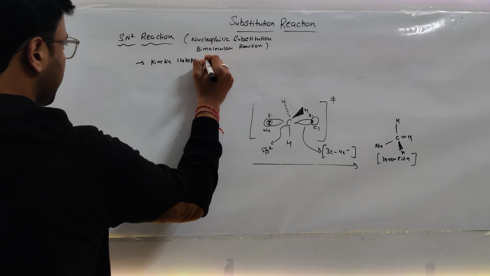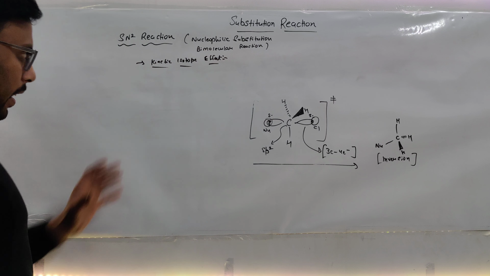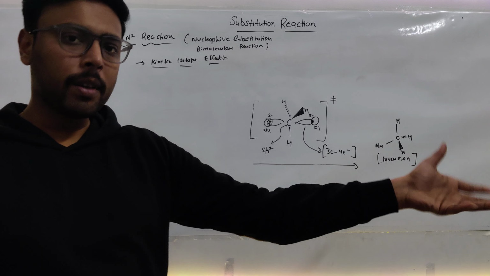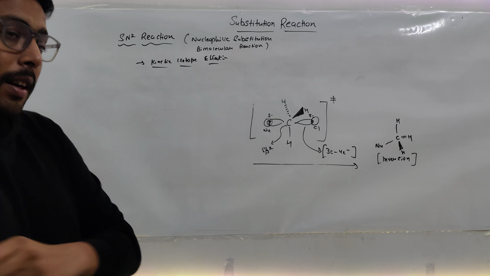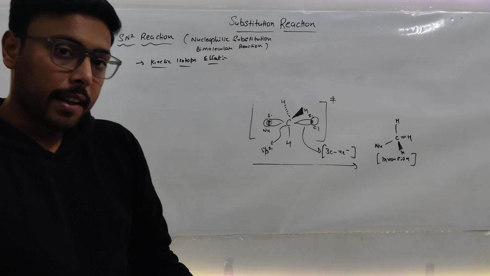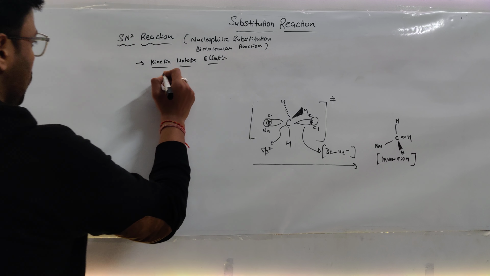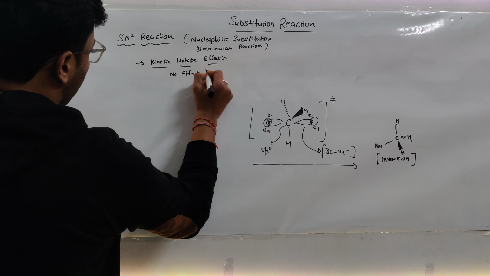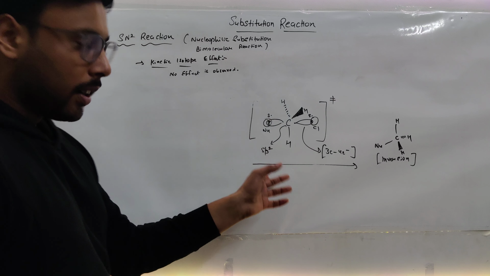If we replace the carbon-hydrogen bond with the hydrogen isotope, that is deuterium or tritium, is there any effect on the rate of the reaction? Because carbon-hydrogen bond breaking is not involved in the RDS, the kinetic isotope effect is not going to be observed here. So no kinetic isotope effect. No effect is observed because there is no carbon-hydrogen bond breaking in the RDS.